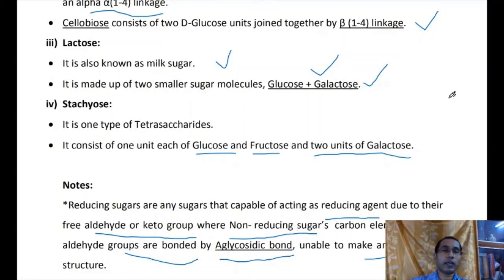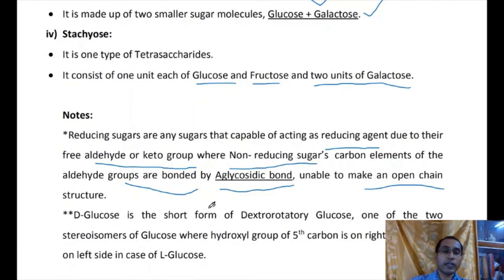So you just have to remember that those saccharides that have the capacity to make an open chain structure are reducing sugars. Those that are not capable of an open chain structure are called non-reducing sugars. D-glucose, what do you mean by D-glucose? I have put an asterisk on that point. D-glucose is short for dextrorotatory glucose, meaning under isomeric conditions the rotation will be like this.